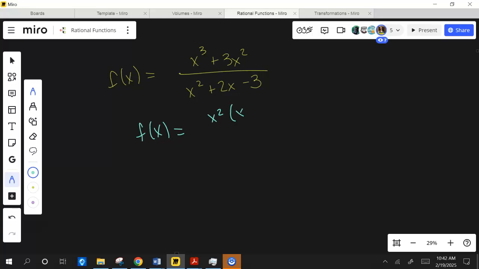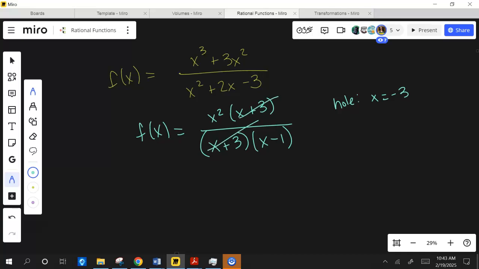Yes, I would always factor first so that I can do a little analysis here. What do you notice? There's a hole. Where is there a hole? Why? I can remove it, so it's a removable discontinuity. It also makes my equation much easier to work with.